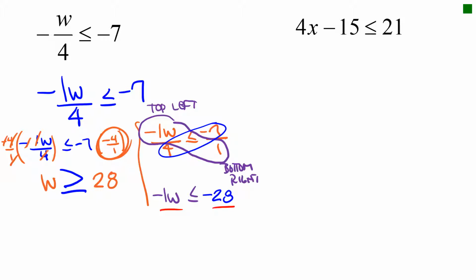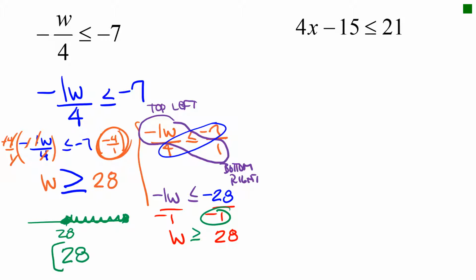Now you're going to divide by negative 1. When you divide, that's when you decide. This one did say it was divided by a negative, so you're going to flip. Both cases give you W is greater than or equal to 28. Greater than or equal to is a closed circle. Greater than goes to the right. So our interval is going to be 28 included to infinity, which is always a parenthesis. All right, that one's a rough one.